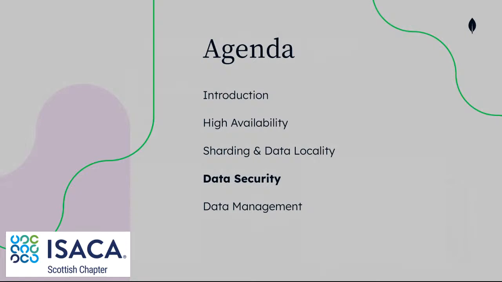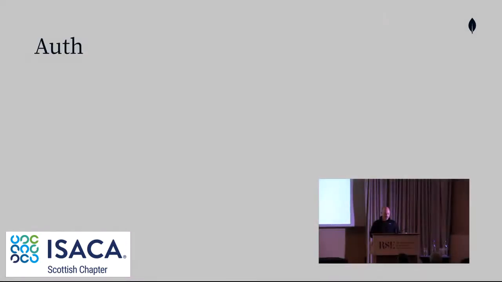Let's talk about data security. We have the standard features that you would expect around authentication and authorization. We use Scram for password authentication. This is essentially a handshake that happens between the server and the client. That means that the client doesn't ever have to send the password to the server.